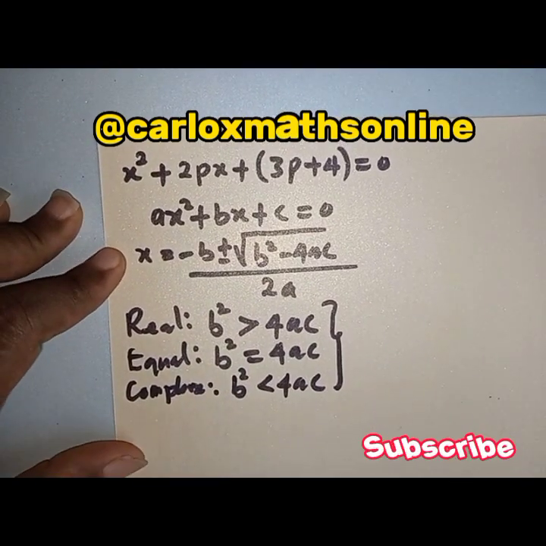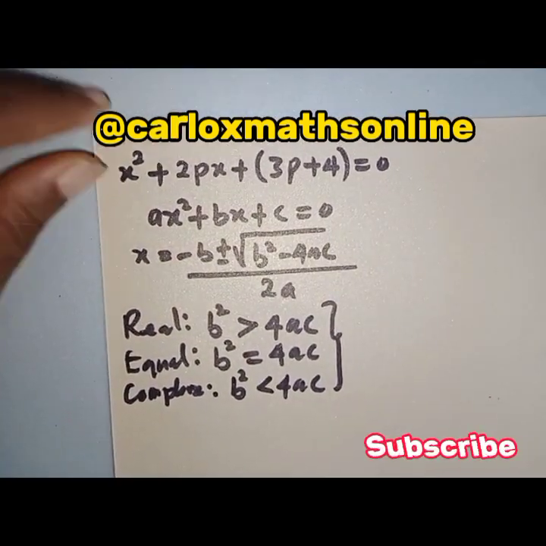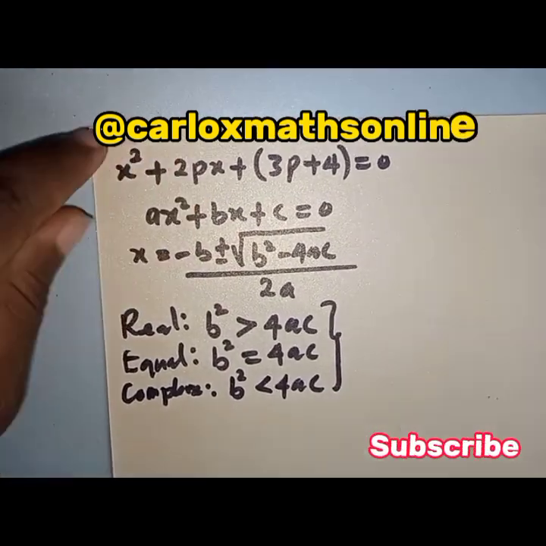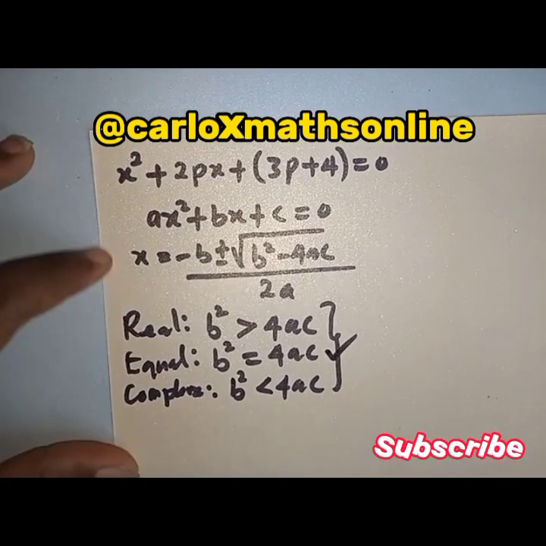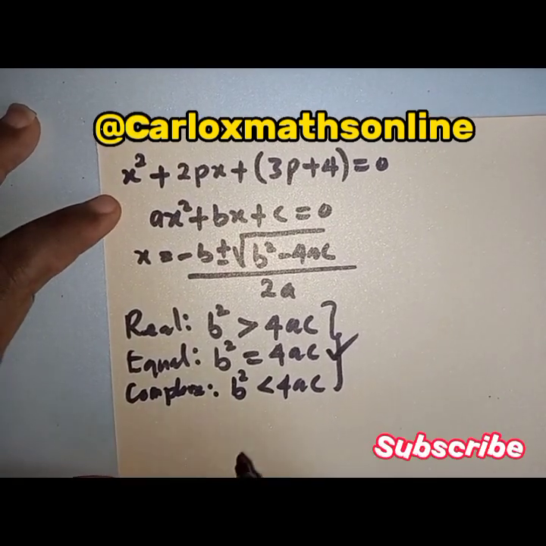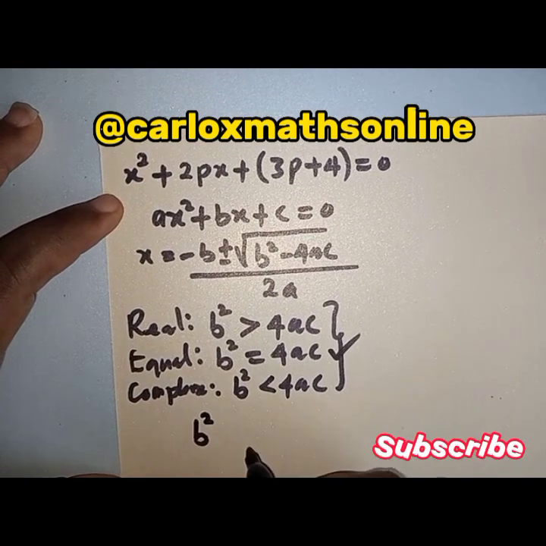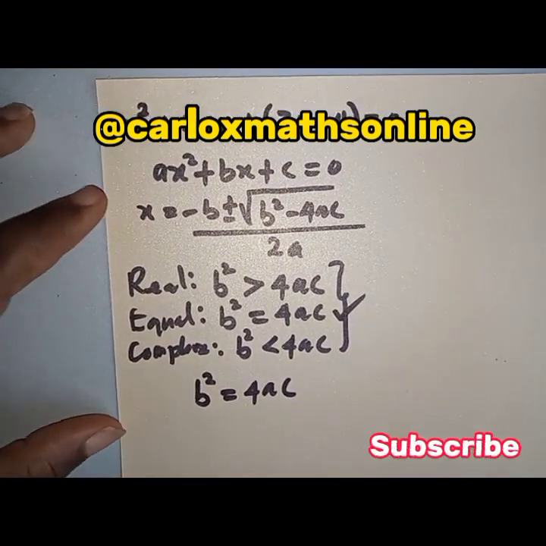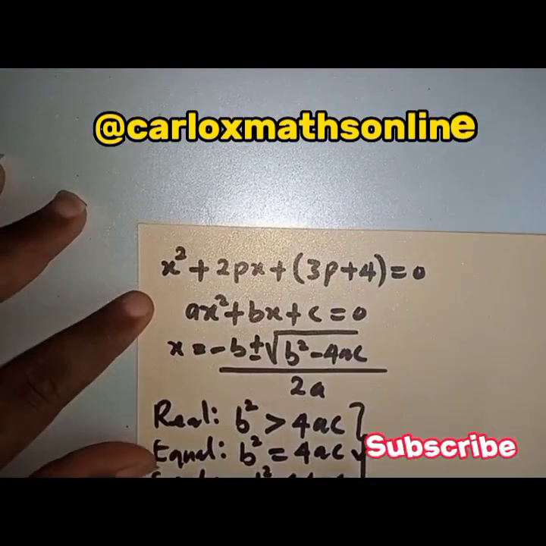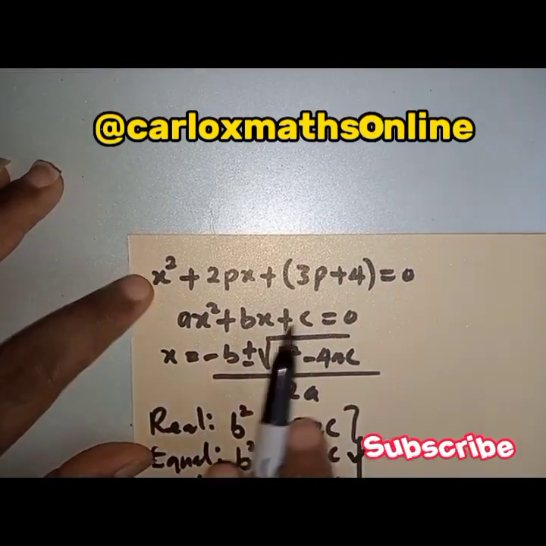These are the conditions for the roots of a quadratic. But for this question, we are asked to look for the value of p, the unknown here, if the roots are equal. So we're going to use this middle one to solve the question: for equal roots, we use b squared is equal to 4ac.